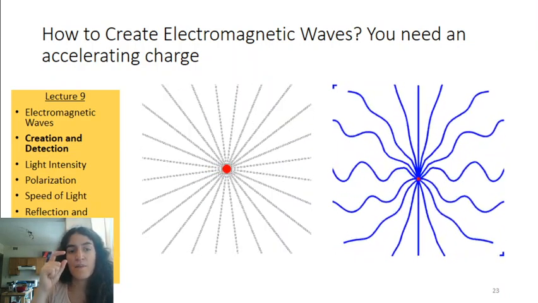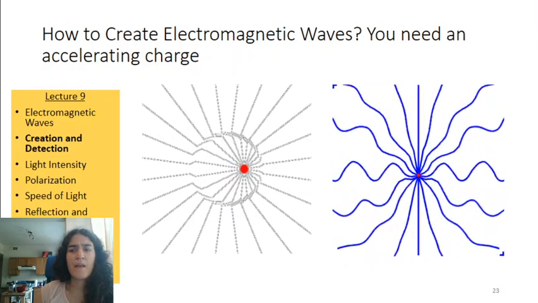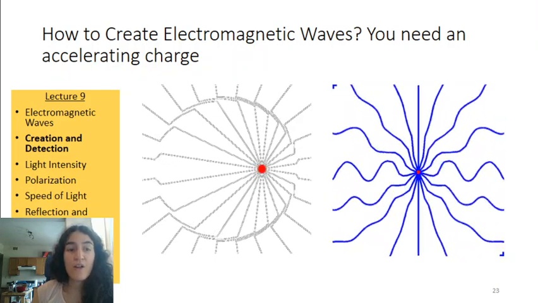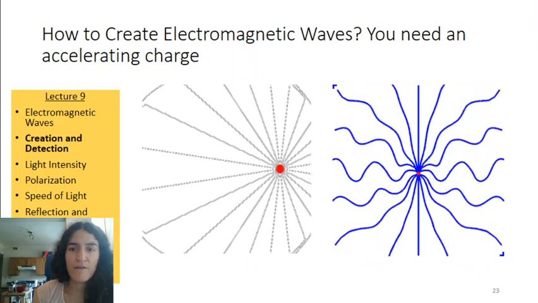Here on the right, a similar demonstration, except here I have a charge that's oscillating. So it's oscillating up and down. It's generating a periodic electric field that's changing. It's also generating a perpendicular magnetic field, right?